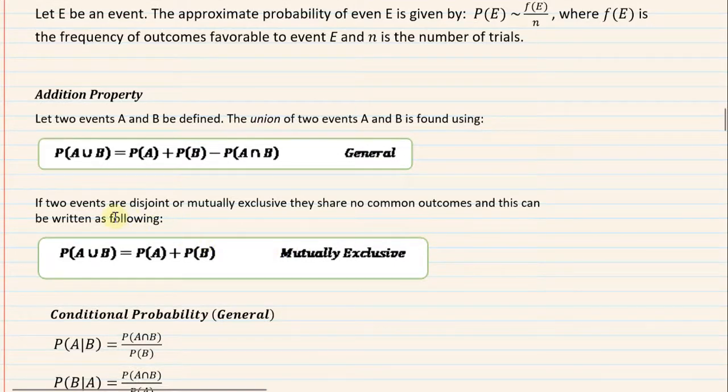Now, if 2 events are disjoint, that means they share no common outcomes. Then A and B, these are outcomes that are in both A and B. Well, if they share no common outcome, then this is nothing, right? So the probability of that event would be 0 because there is no common outcome. So this part drops out and the formula actually becomes something simpler for mutually exclusive events.